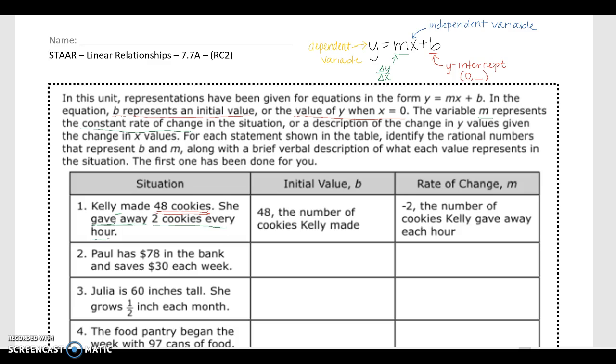So why don't we look at the next situation? It says Paul has $78 in his bank account and saves $30 each week. So his starting point is $78 in the bank. And then what changes at a constant rate is that he saves $30 each week. So $30 saved each week.